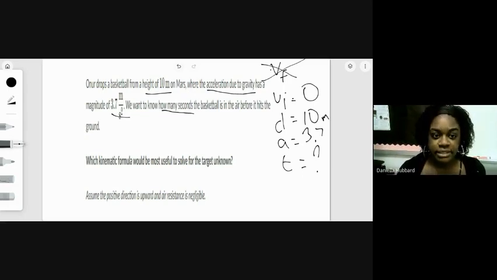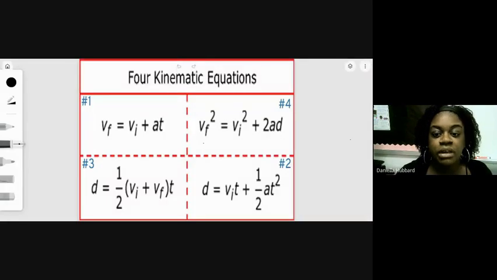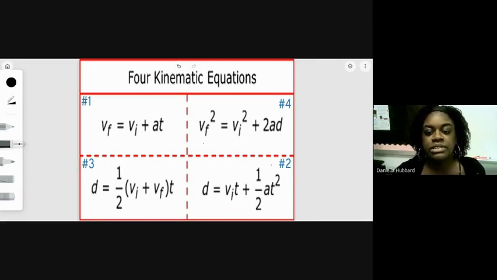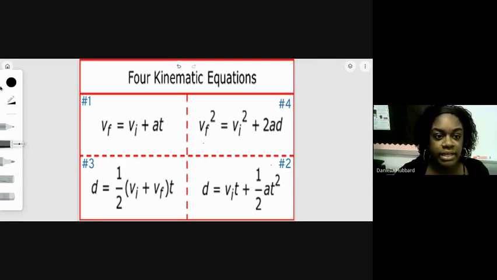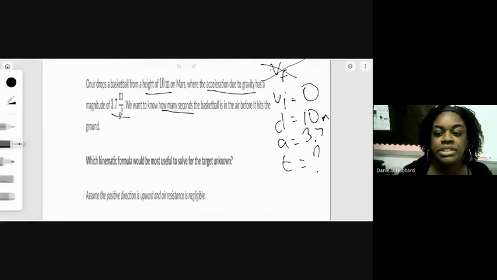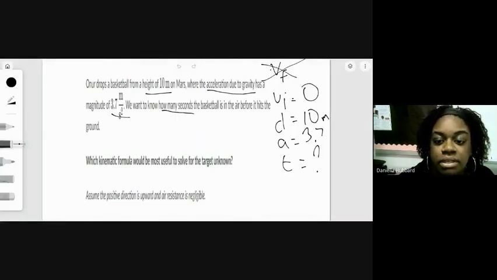VI, D, A, T. Now let's go back to our equations. And since we know we're not dealing with final velocity at all, we're going to pick the equation that does not have final velocity. And that's equation number 2. D equals VI T plus 1/2 A T squared. We're going to go back to the problem. So now we know which equation we're going to use. Now we're going to solve for it.